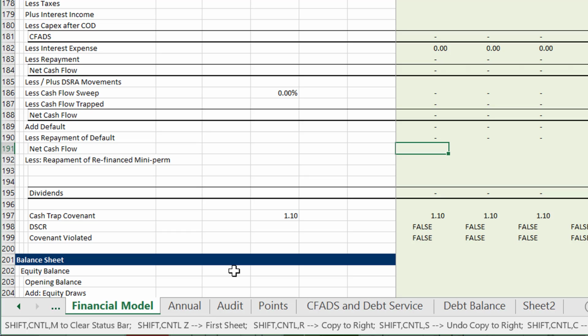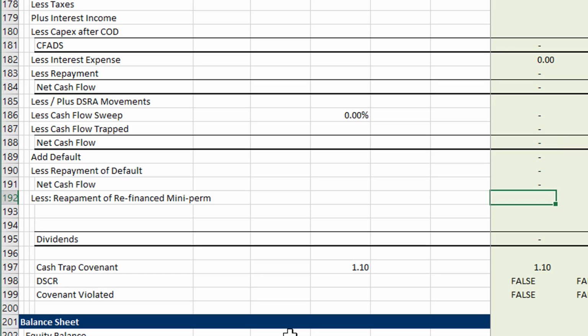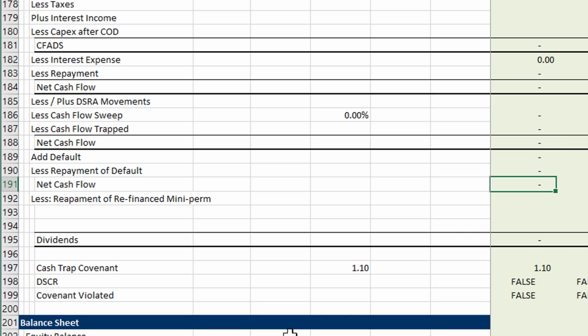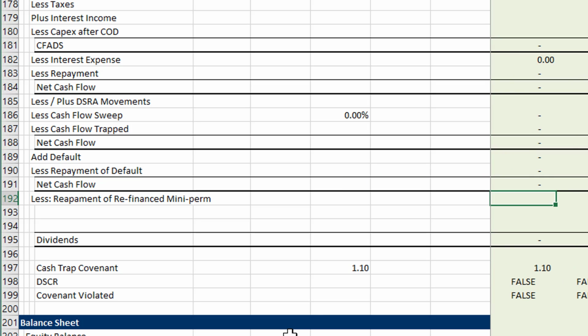And then we have our net cash flow, which is any cash flow we have, and we have to take away any repayment of our default, and we add the, excuse me, I did it wrong. We take the cash flow, we add the default, take away anything we've already repaid for the default. Now this is a subtotal, so let's put Shift Control E. All right, that's just not a shortcut, that's a shortcut you could make in 1 minute.